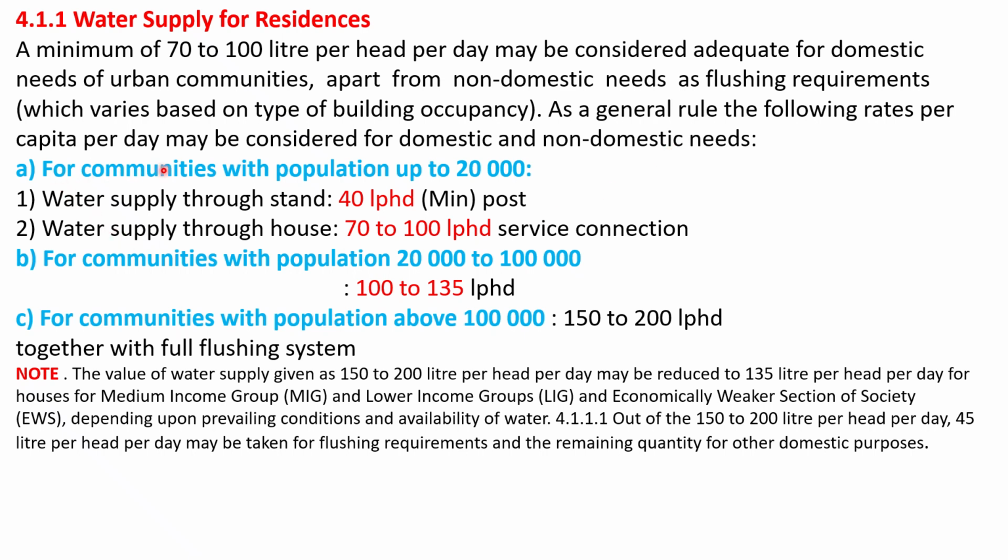A. For communities with population up to 20,000, water supply through stand post is 40 liter per head per day, then water supply through house connection is 70 to 100 liter per head per day. For communities with population 20,000 to 1 lakh, the municipal corporation engineer is supposed to provide 100 to 135 liter per head per day. For communities with population above 1 lakh, 150 to 200 liter per head per day is suggested.